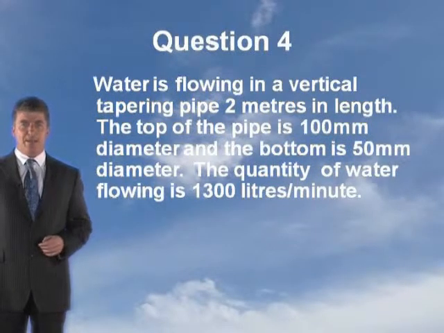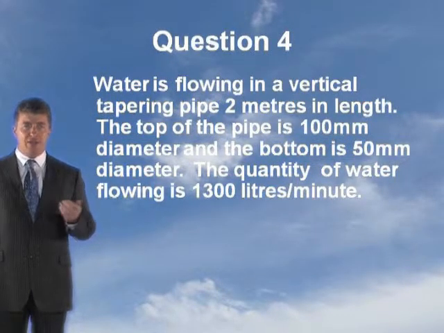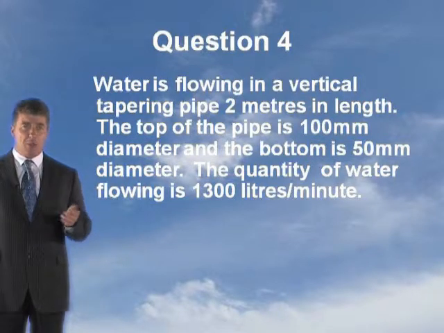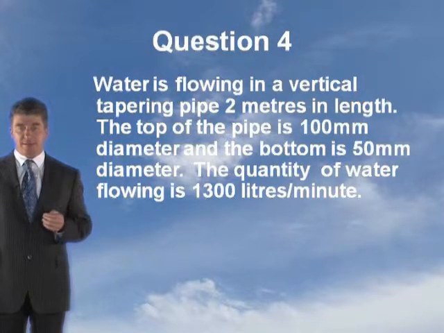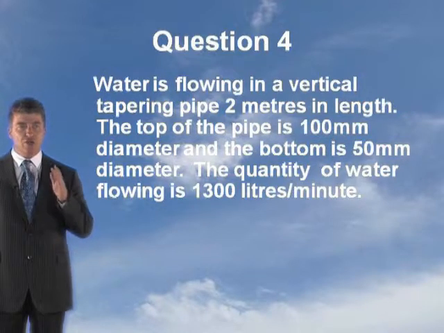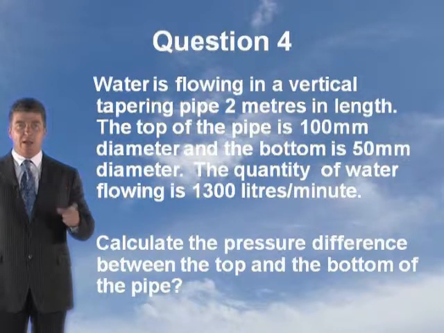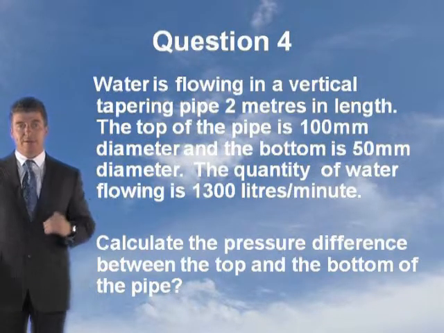Let's go through another example. Question 4. Water is flowing in a vertical tapering pipe 2 metres in length. The top of the pipe is 100 millimetres diameter and the bottom is 50 millimetres diameter. The quantity of water flowing is 1300 litres a minute. Calculate the pressure difference between the top and the bottom of the pipe.